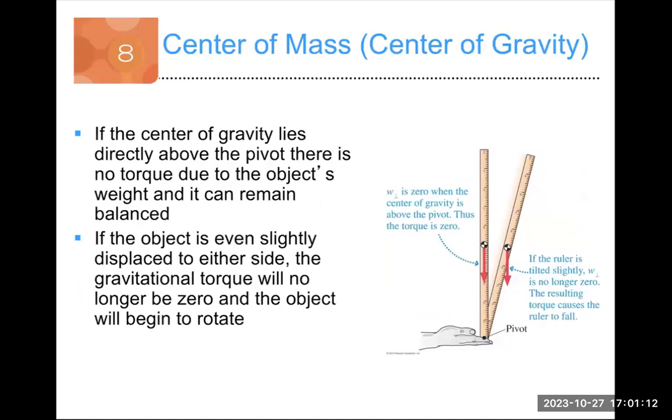Now, if your center of gravity, center of mass, lies directly above the pivot point, like you see in this picture on the left, then there's no torque due to the object's weight, and that object, in this case that ruler, can remain balanced. But now if we look at the picture to the right, if that object is slightly displaced, then that gravitational torque is no longer zero. That center of mass is no longer over that pivot point, so your object will begin to rotate.